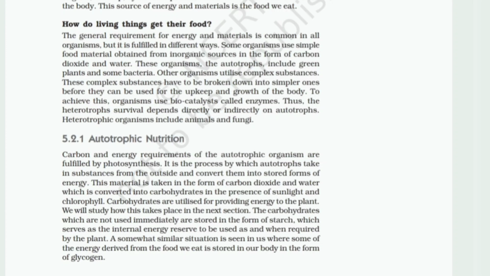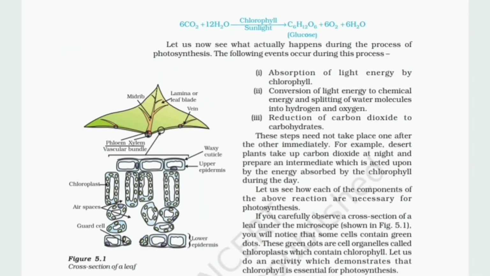The carbohydrates which are not used immediately are stored in the form of starch, which serves as the internal energy reserve to be used as and when required by the plant. A somewhat similar situation is seen in us, where some of the energy derived from the food we eat is stored in our body in the form of glycogen. 6CO2 plus 12H2O in the presence of chlorophyll and sunlight will form C6H12O6, or glucose, plus 6O2 plus 6H2O.